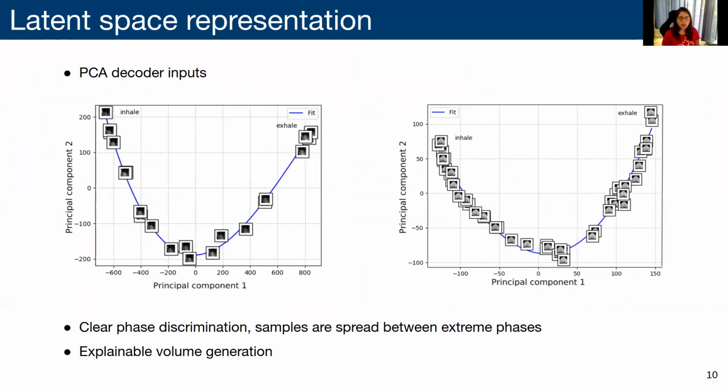First, to explore the latent representations created by the model, we compute and visualize the 2 principal components of several samples and observe that they are spread between extreme phases. This behavior was observed both in MRI and ultrasound datasets. This phase discrimination explains the volume generation and is useful to understand the modeling process.